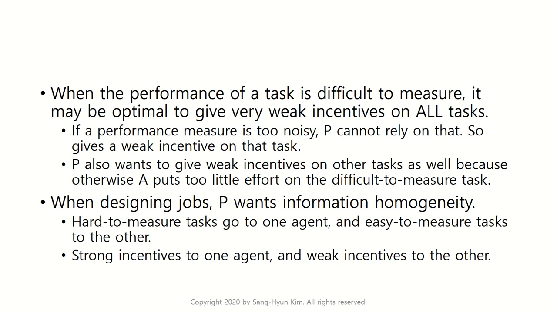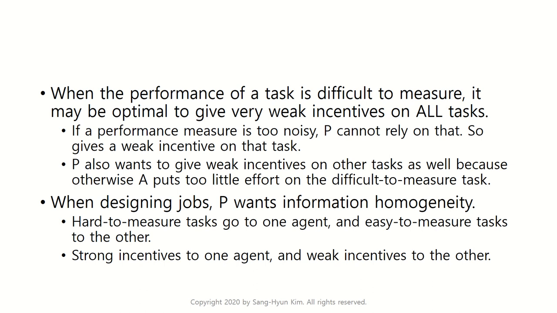If the performance measure is too noisy, if the noise epsilon is too volatile, then we cannot rely on that measure. We don't want to give a very strong incentive, because if you want to give a strong incentive, then you have to expose the worker to too much risk. And that's not what you want. So you reduce the incentive. You give a weak incentive on that task.